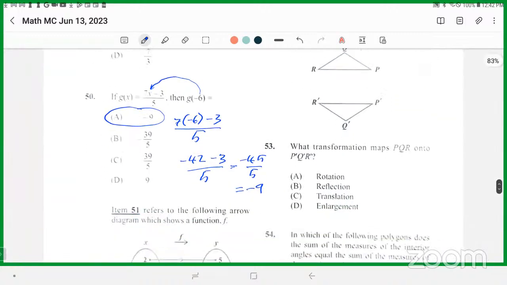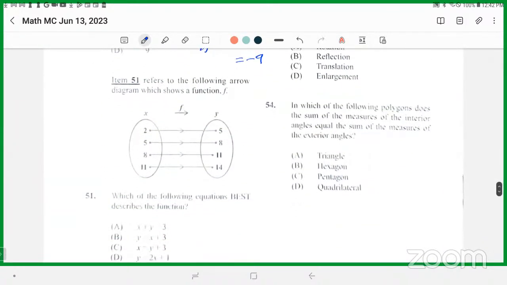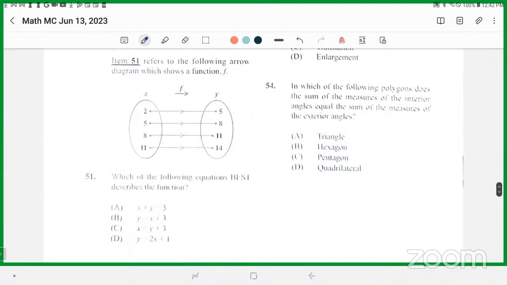Let's look at another one. Look at this diagram now. It's a mapping diagram. Functions again. It says item 51 refers to the following arrow diagram or mapping diagram. Which of the following best describes the function? It is a function. This is the one where they give some formulas, so basically you look at the formulas and see which one will satisfy this. Looks like x plus 3 to me. You add 3 to this to get this, you add 3 to this to get that, and the mapping is from x to y.